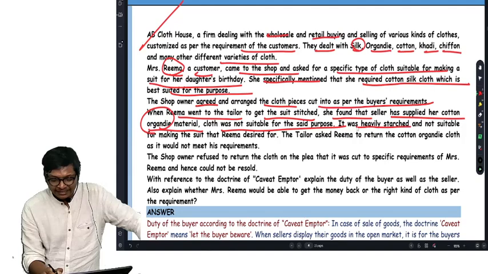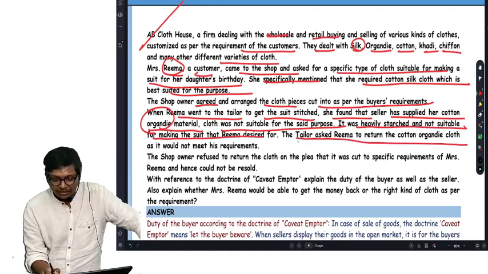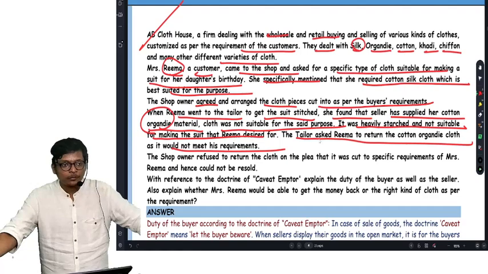It was heavily starched and not suitable for making the suit. Tailor asked Rima to return the cloth. It would not meet her requirement.